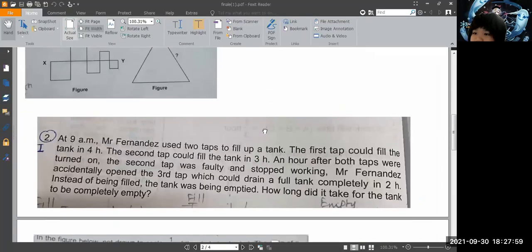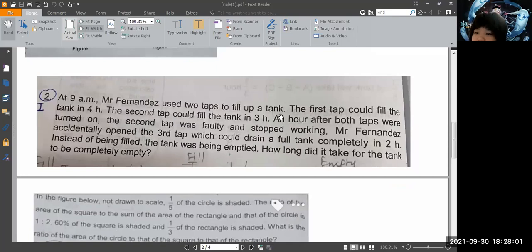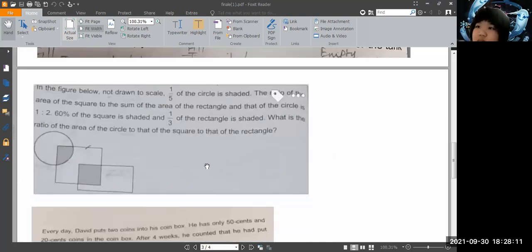You still have questions from your side? If not, I will continue with my questions here. I don't have questions anymore. Okay, this question 2, I will not do question 2 first. I will go to this part first. What's your answer for this question, Zati?